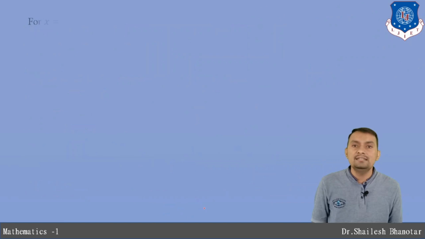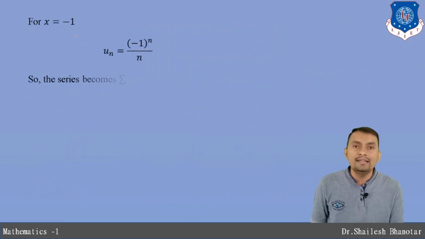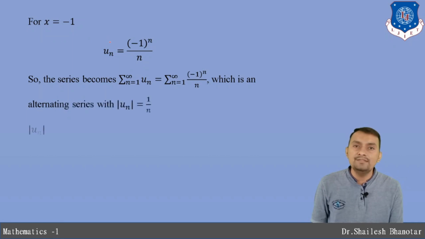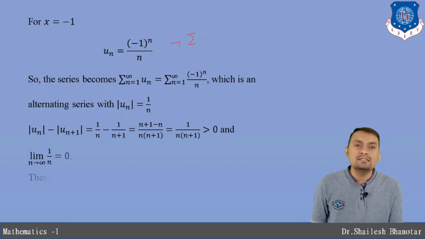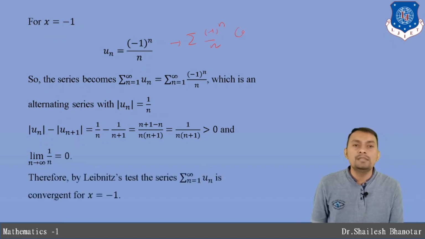So let us see for x = -1. Whenever we put x = -1 in the given series, we get this one, then we have the series (-1)^n divided by n, and this is going to be convergent because of the alternating series test. The first two conditions are satisfied: the terms are decreasing, and the limit of the nth term is 0, and therefore by the Leibniz test this series is convergent.